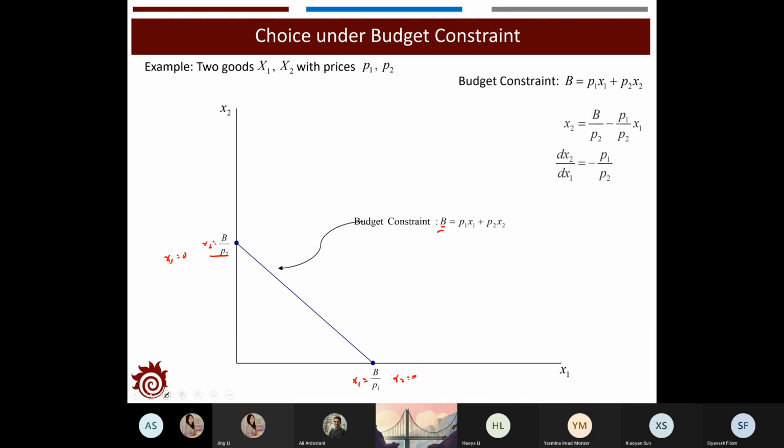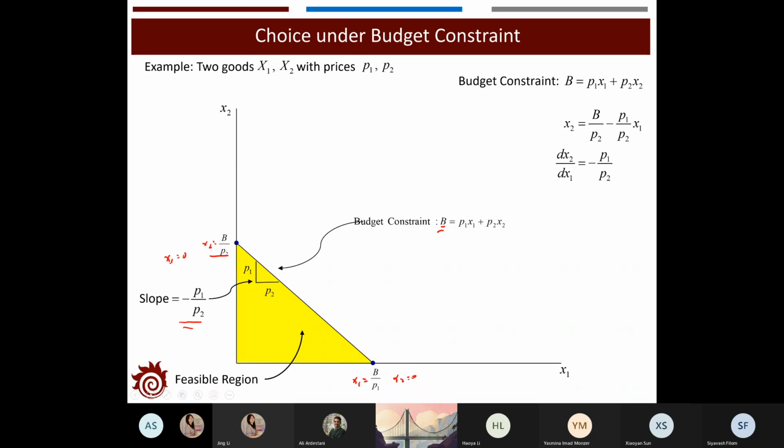And you will also have the relationship dx2 divided by dx1 equal to minus P1 divided by P2, which will be the slope of this line. So the slope of this line is minus P1 divided by P2.